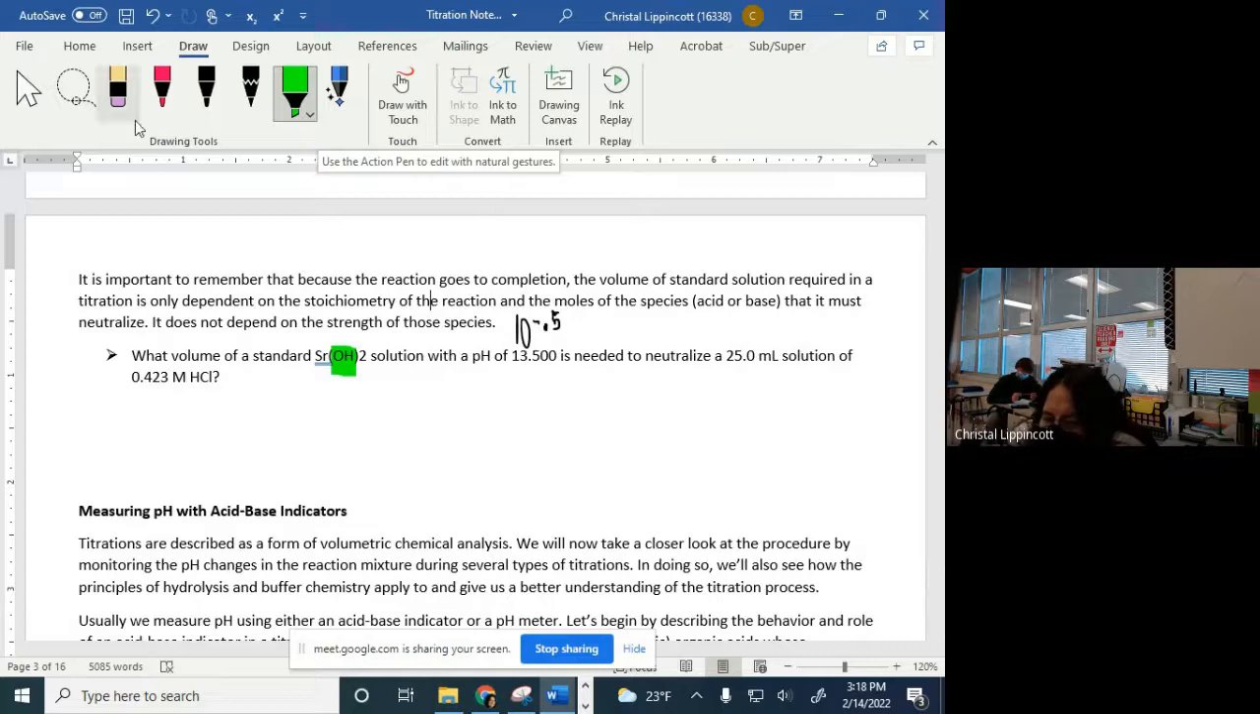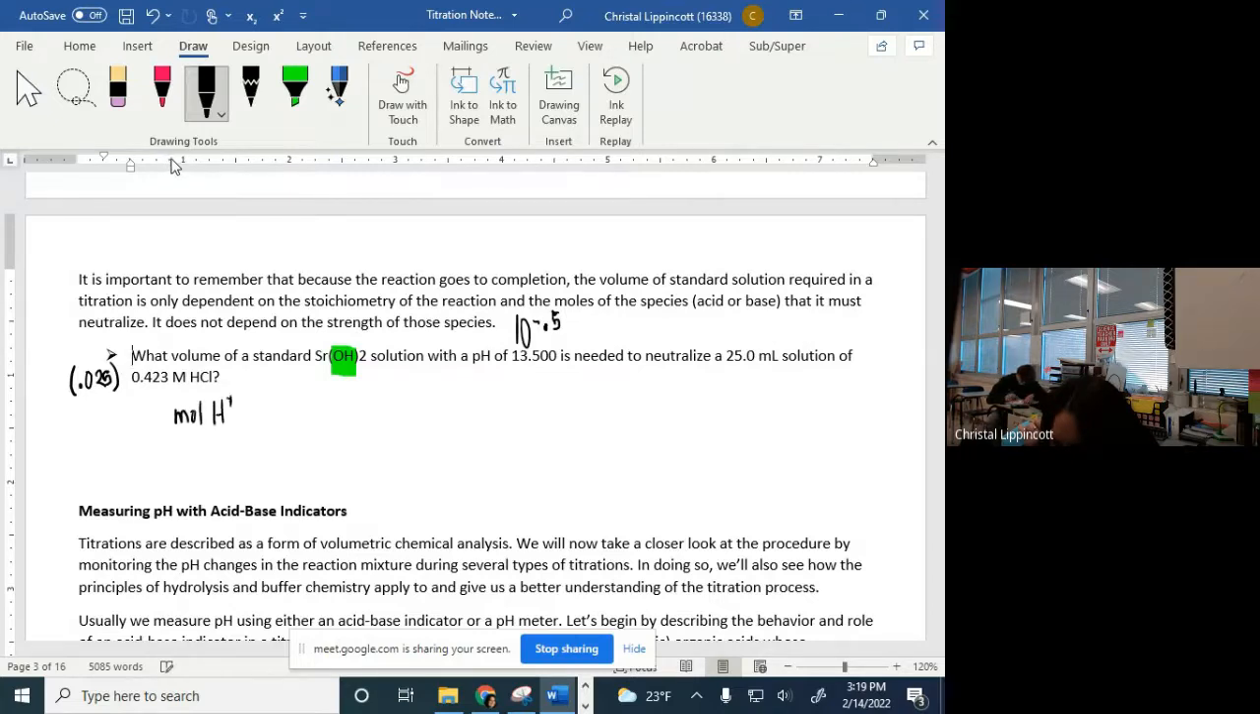Okay, I am going to take this guy right here and multiply it by 0.025. That's going to give me my moles of H plus. I just like to think H plus, it gets rid of that extra bit that I don't need. All right, so that is 0.01058.